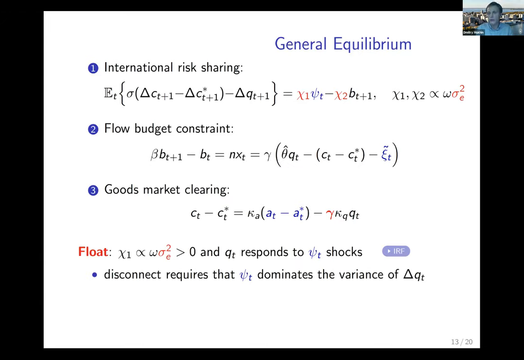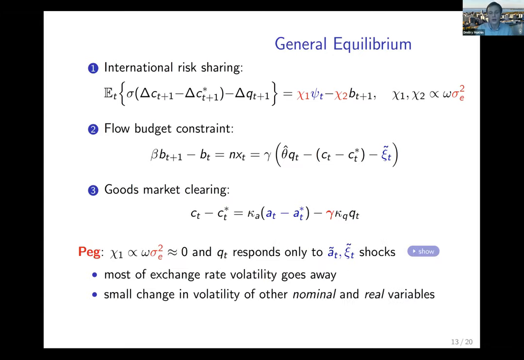And moreover, for the model to be consistent with the disconnect, we need these noise trader shocks to be the key drivers of the exchange rate under the floating regime. Suppose now that the monetary policy switches to the fixed exchange rate. So what happens? The volatility of the nominal exchange rate goes down to zero, which means that the pass-through of these financial shocks will go to zero as well, right?